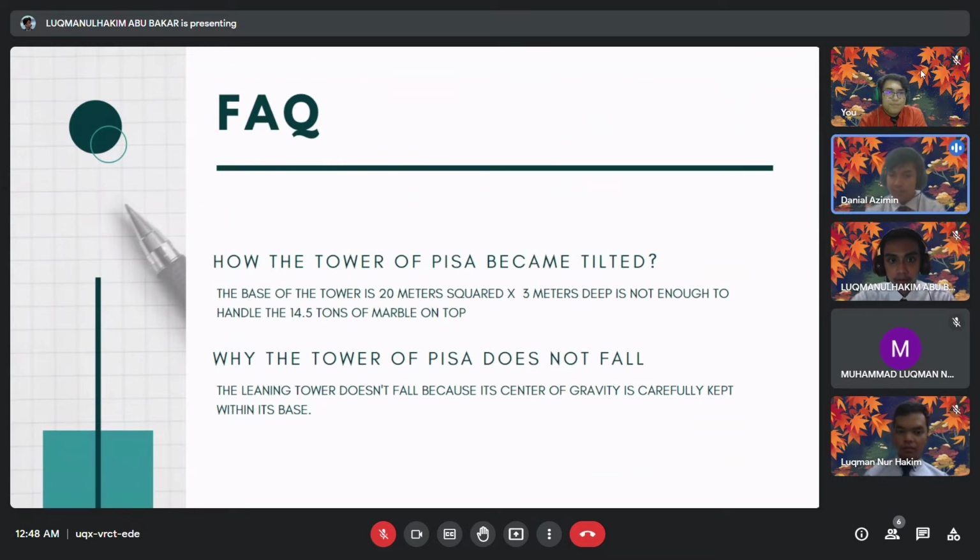Many people ask why the Tower of Pisa became tilted. The base of the tower is just 20 meters squared times 3 meters deep. It's not actually enough to handle the 14,000 tons of marble on top. Why does the Tower of Pisa not fall? The leaning tower doesn't fall because its center of gravity is carefully kept within its base.